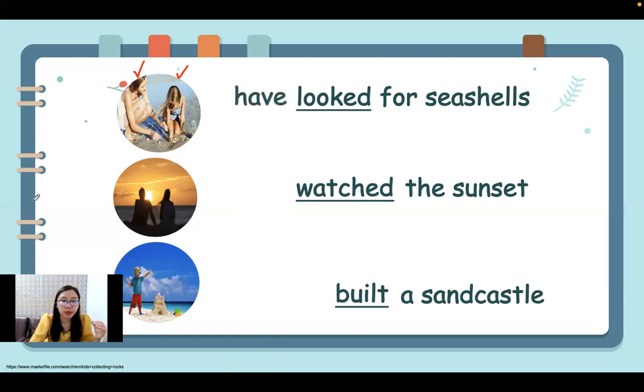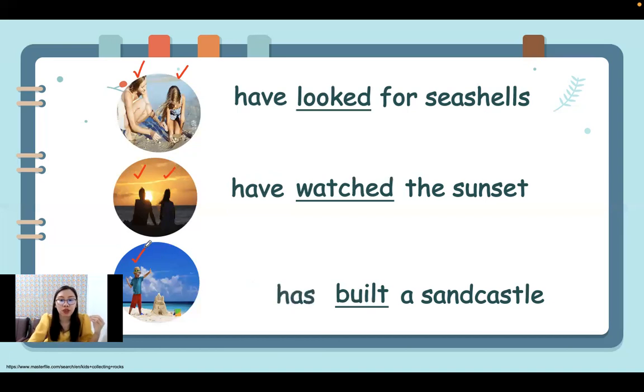All right, so next picture, we have one and two people. Two people is plural. So is it have or has? It's have. Next picture, we have one boy, singular. So what do we use, have or has? Has. Okay, so we use has.